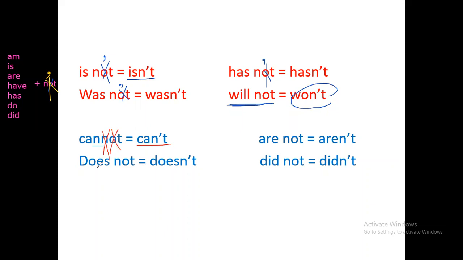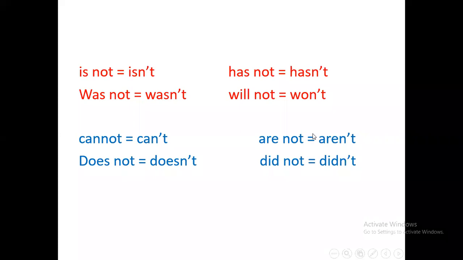Doesn't. Here we will cross out the O and put an apostrophe instead of it. Are not, the same: cross out the O and put an apostrophe instead of the O. Did not will become didn't. You understand? It's really easy. We have only one exception here, which is will not. Will not will be won't. But for all the rest, remove the O and put an apostrophe.